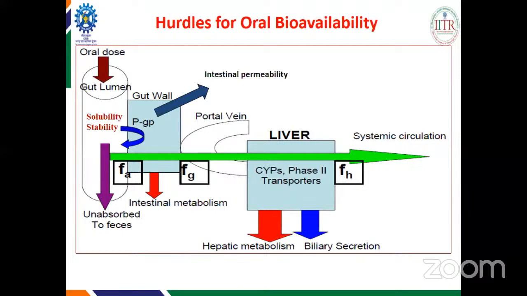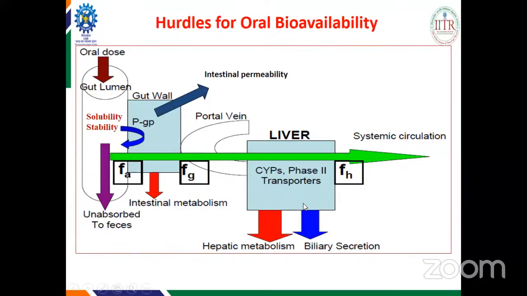Once the compound is solubilized, the next very important parameter is the permeability of the molecule, because it has to permeate through the intestinal membrane. If it has very poor permeability, it is again going to have poor bioavailability, because if the compound is not getting absorbed, it will go directly into the feces in the unabsorbed form. That contributes to reducing the bioavailability of the compound.